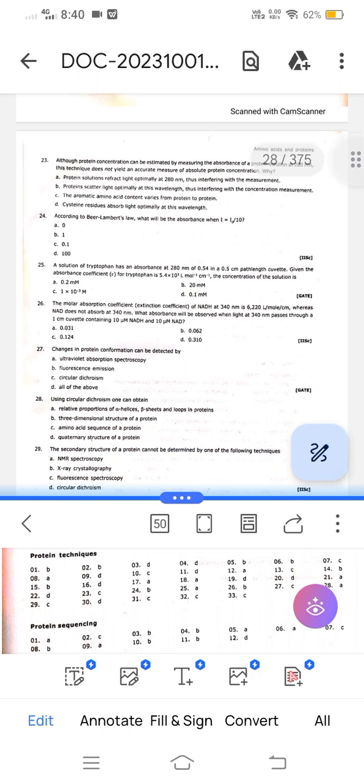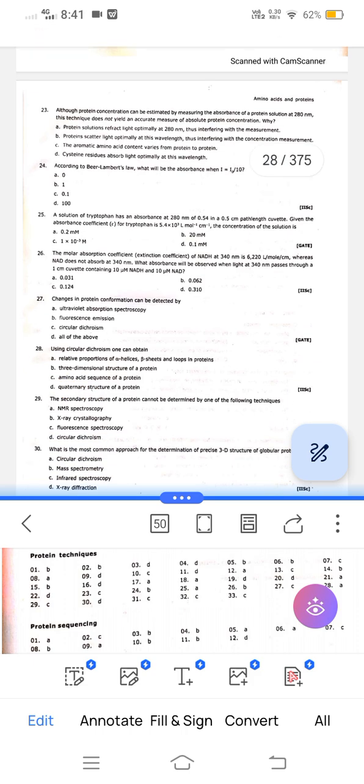And according to Beer-Lambert's law, what will be the absorbance when I is equal to I0 by 10? 24. B. B means 1. Absorbance 1. A solution of tryptophan has an absorbance at 280 nm of 0.54 in a 0.5 cm path length cuvette. Given the absorbance coefficient for tryptophan is 5.4 into 10 raised to 10 L mole inverse centimeter inverse, the concentration of the solution is found out to be 0.2.